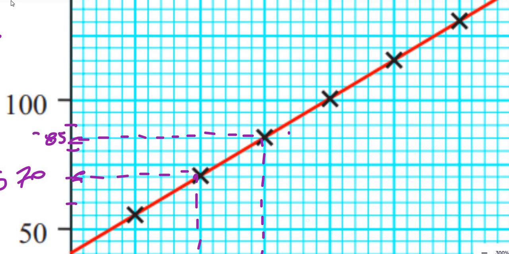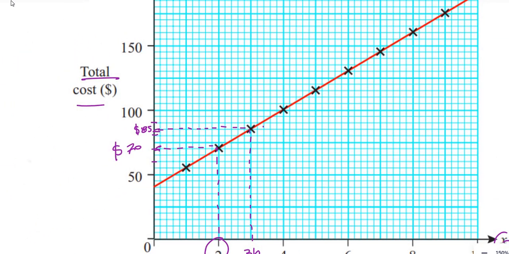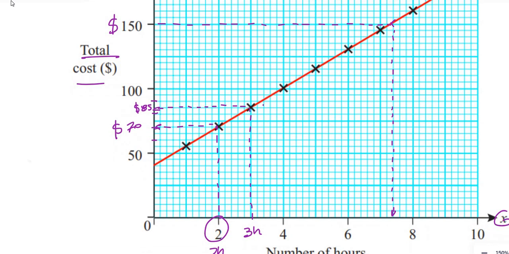Okay, so for 3 hours of hiring the boat, it will cost me 85. Let's say, for example, I have a budget of 150. I go all up to the right to the straight line, and I want to know how over here up to these dots, then down, and this says that this is 7 hours.